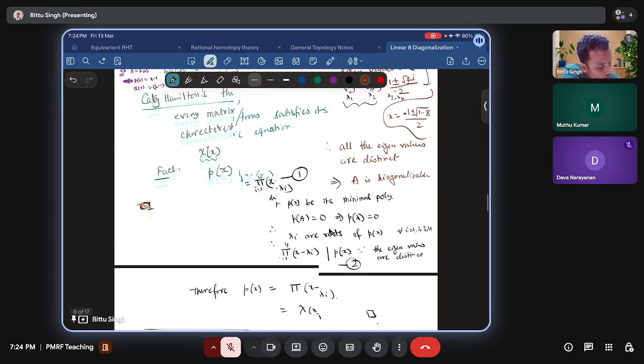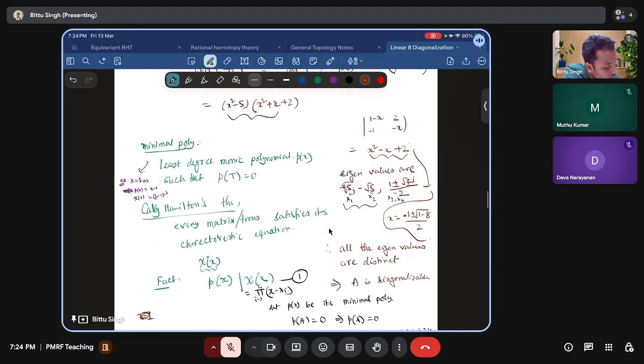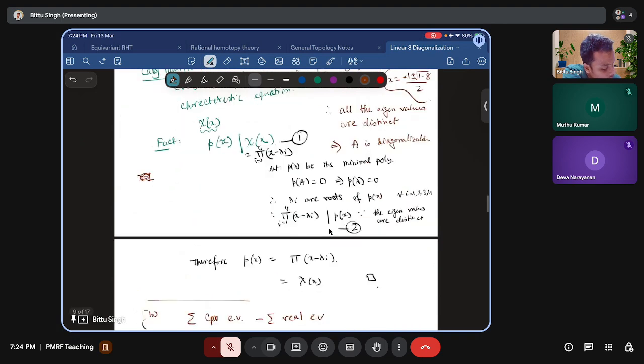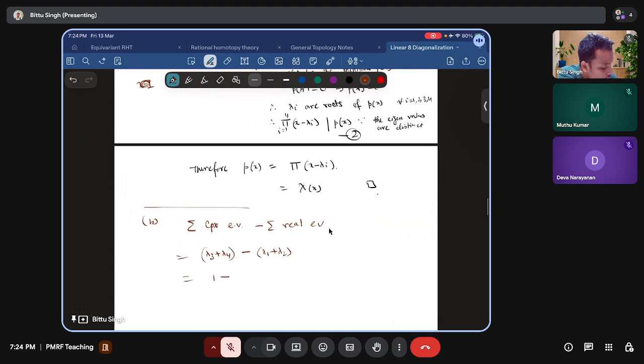Okay, but here we have already calculated, so it is actually 1 plus 1, which is 2 by 2, which is 1, and plus root 5 minus root 5, that will give me 0 here, right? So 1 minus 0 is 1, therefore it is 1.